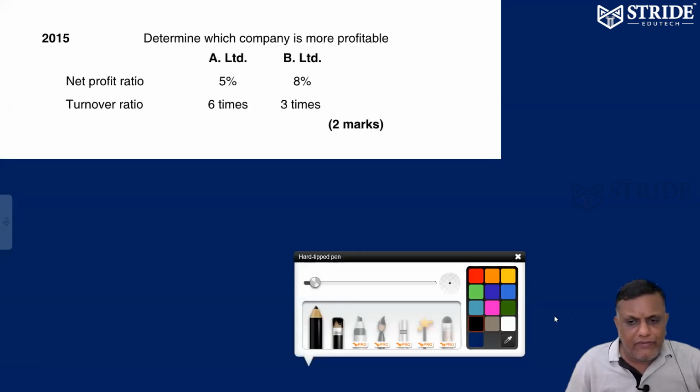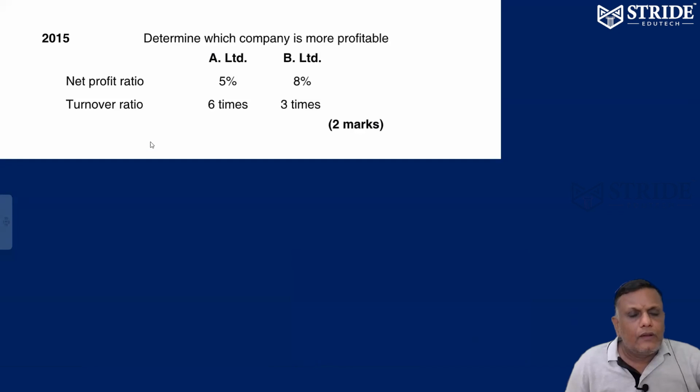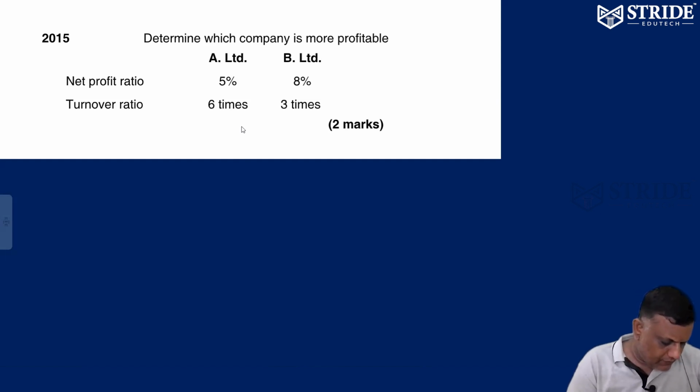Let's start the 2015 paper. Determine which company is more profitable, A Limited or B Limited. Net profit ratio for A Limited is 5%, B Limited 8%. Turnover ratio for A Limited is 6 times, B Limited 3 times. Which is more profitable?